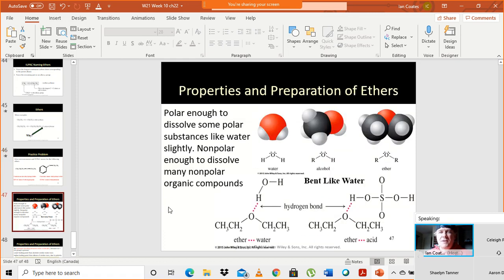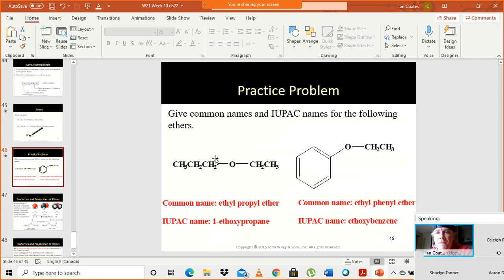What do we got here? Properties and preparations of ethers. They're polar enough to dissolve some polar substances like water, a little bit. Non-polar enough to dissolve many non-polar organic compounds. You'll see that their solubility depends on these carbon chains, because these carbon chains are non-polar. They don't like water. The shorter the carbon chain, the more likely it will dissolve in water. But anything past about 4 or 5 carbons, it's not really going into water because it's too hydrophobic, too nonpolar.